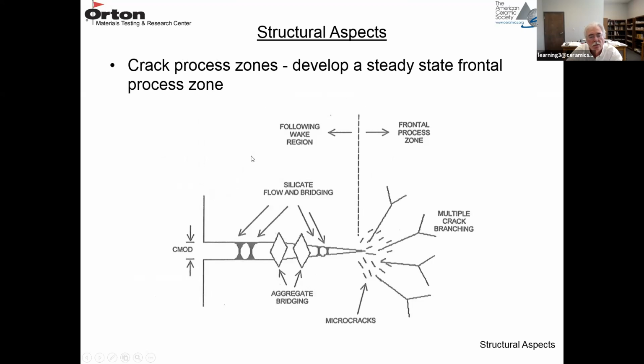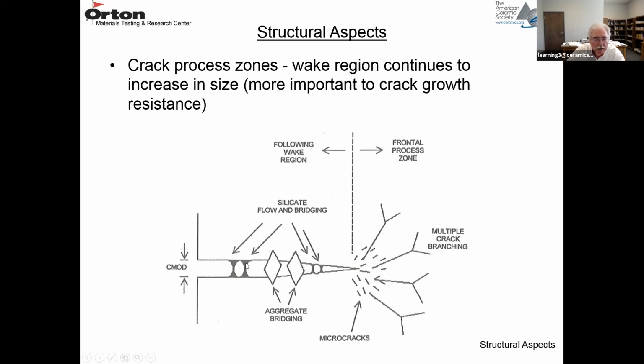So again, here is what happens. You're going to develop a steady state frontal process zone. So this stress concentration is the same in the frontal process zone. It doesn't change as the crack moves forward. So you have a steady state frontal process zone, and you can dissipate energy by forming cracks in the frontal process zone. The wake region continues to increase in size.